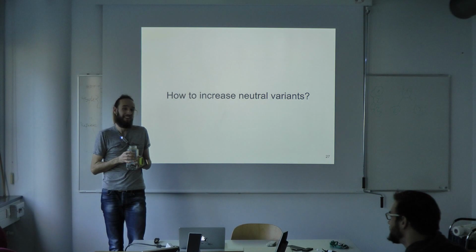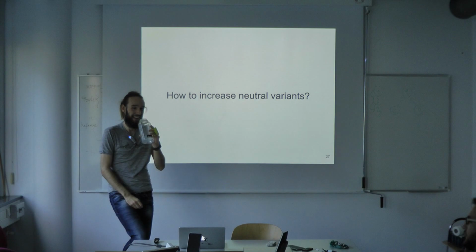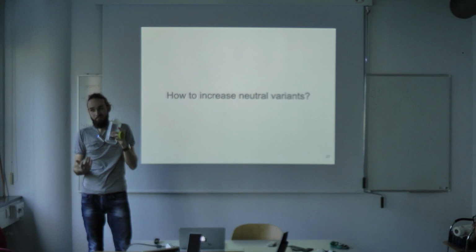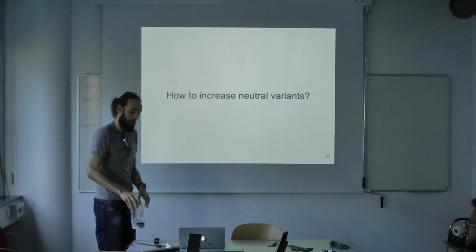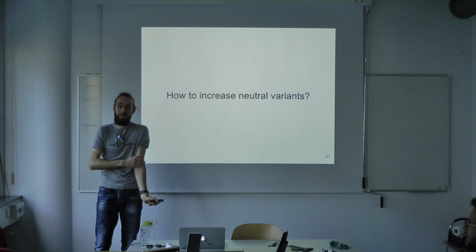Let's say we want to absolutely increase the neutral variants. Give an incentive to researchers to increase the variance. That's a good idea, but it will take a long time to have effect. Yeah. We don't have that much time, unfortunately. We want to train now with what we already have out there. We have to create ourselves neutral variance somehow.